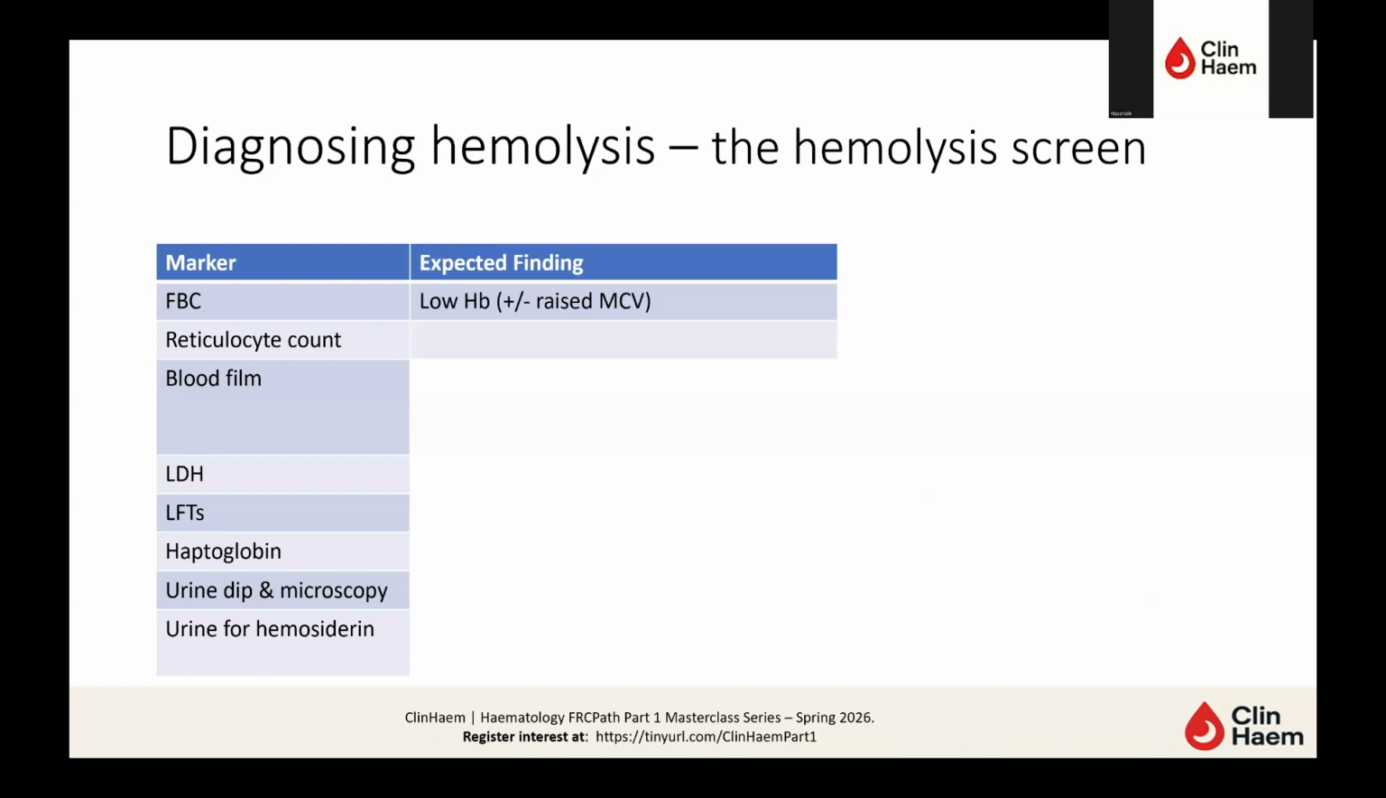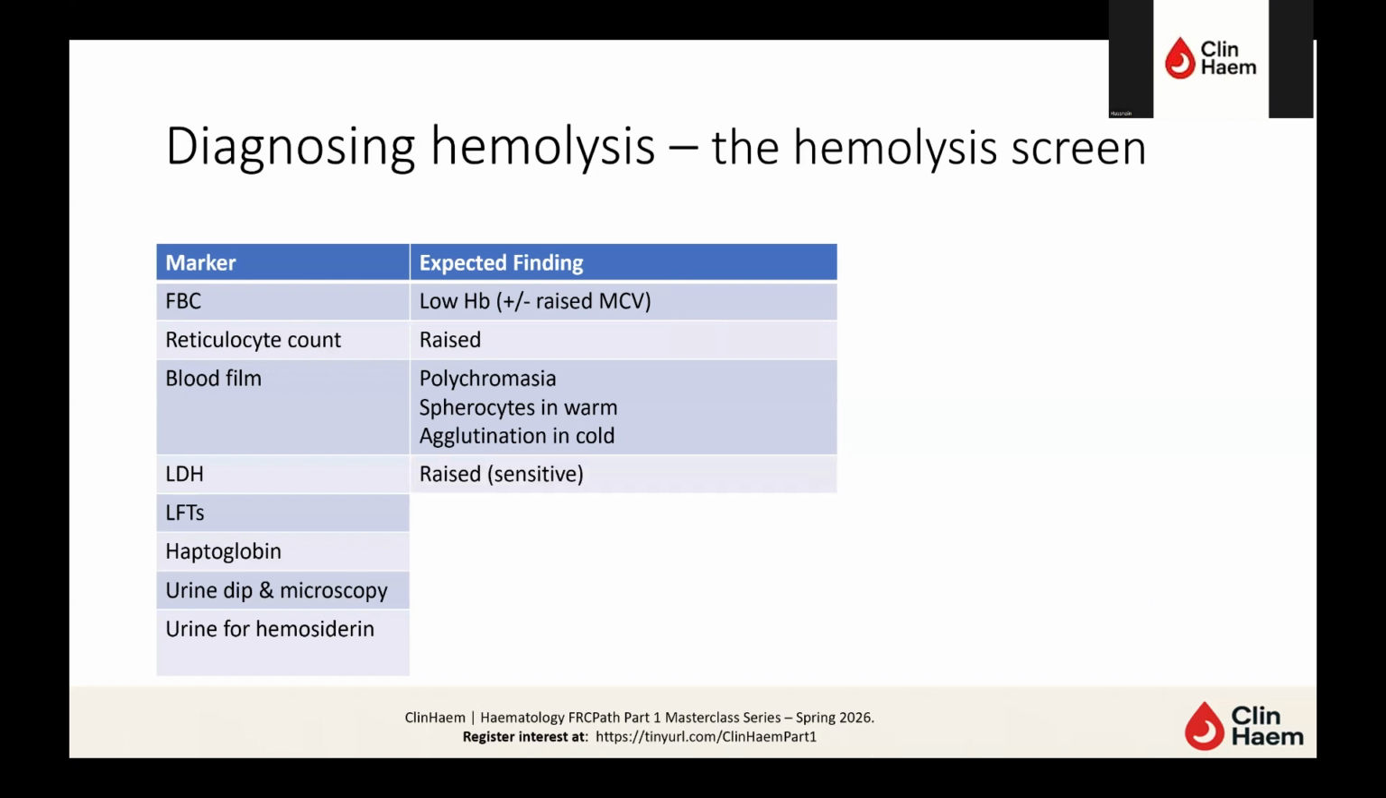So what to expect in hemolysis? The full blood count would show low hemoglobin, and it might show a raised MCV. One of the reasons is that reticulocytes are bigger cells compared to normal cells, so the overall mean corpuscular volume would be increased. Of course, you will see a raised retic count in hemolysis. The blood film might show polychromasia, which is suggestive of reticulocytosis, and you can see spherocytes in warm hemolysis and agglutination in cold. LDH, as I said, will be raised. LFT will show raised unconjugated bilirubin.